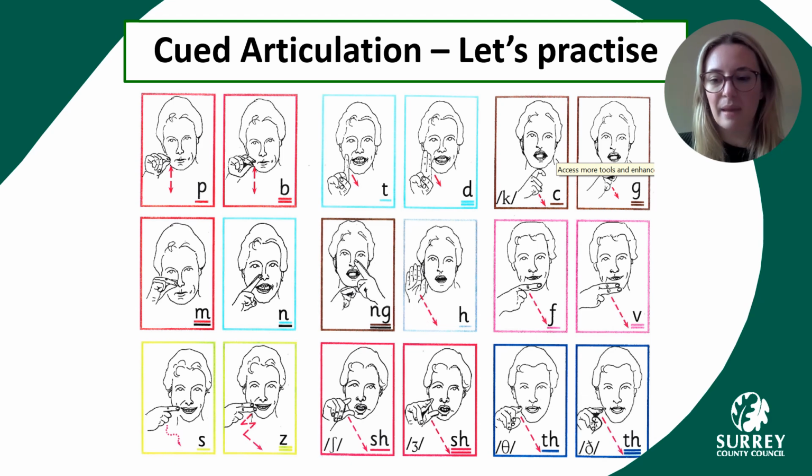An ng sound is made with the n and the g together, so ng. v, s, z, sh, j, v.